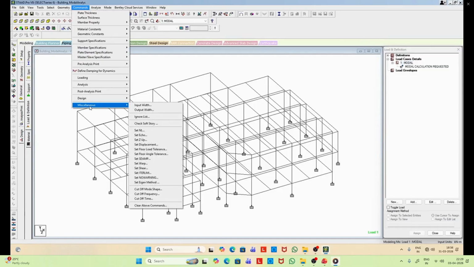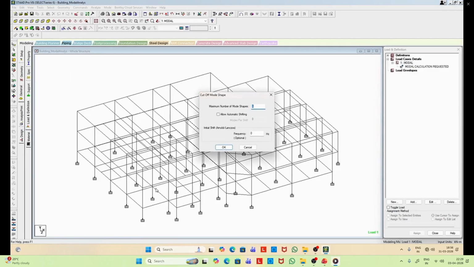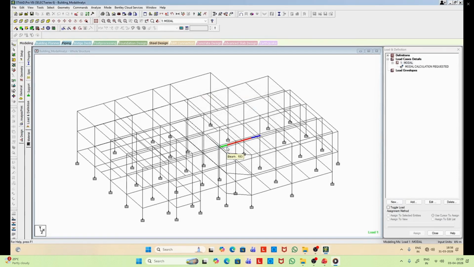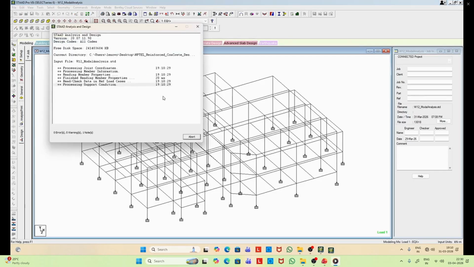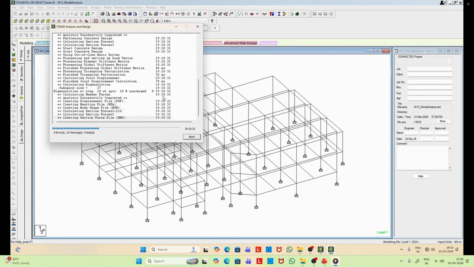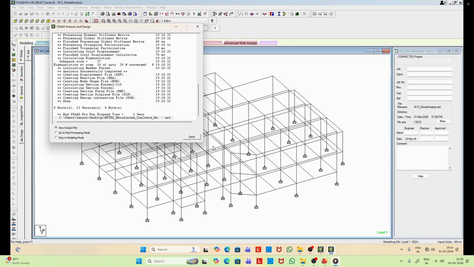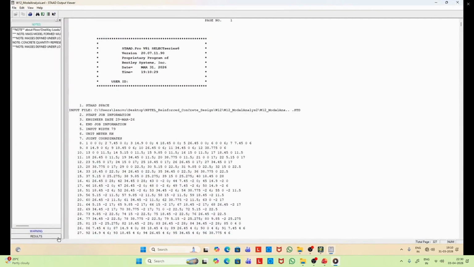So we have to define how many natural frequencies we have to solve, because this is a multi-degree-of-freedom system. We have a large number of frequencies. As many degrees of freedom we have, that many natural frequencies we will evaluate, but the higher natural frequencies are not active or significant. So that's why let us first solve for 10 natural frequencies. So we can see the output file, and here in the result you can see the natural frequency.